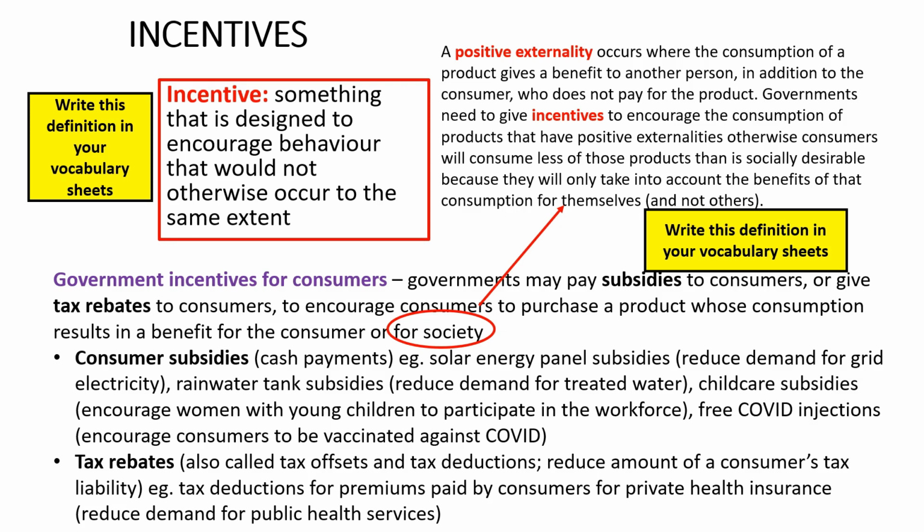Governments need to give incentives to encourage consumers to purchase and consume these types of products, that is, products that have positive externalities, because otherwise consumers will consume less of those products than is socially desirable, as they will only take into account the benefits of that consumption for themselves and not others.